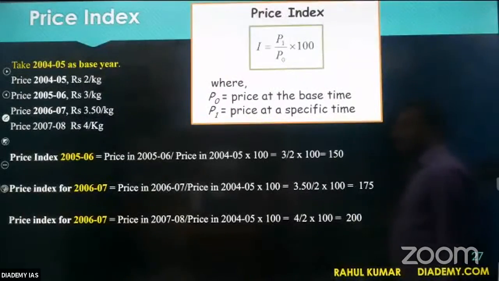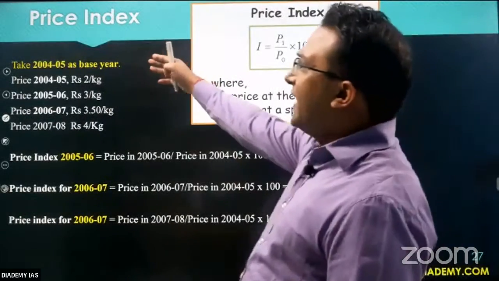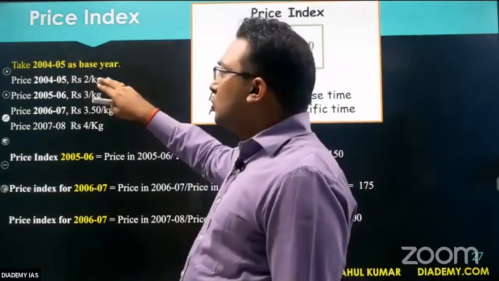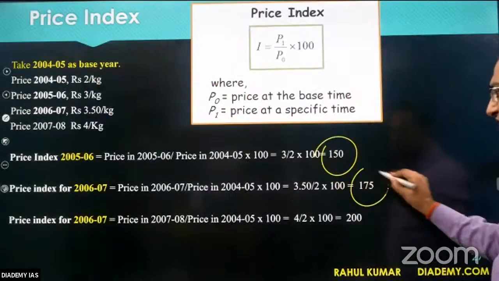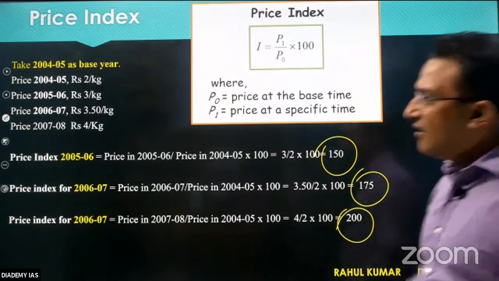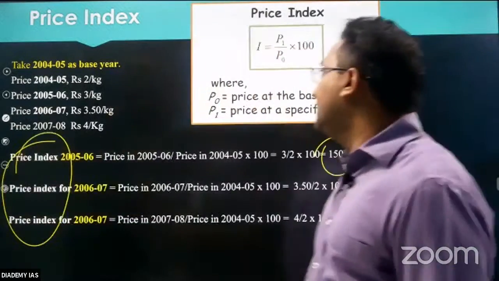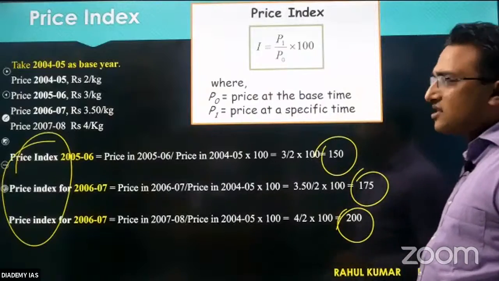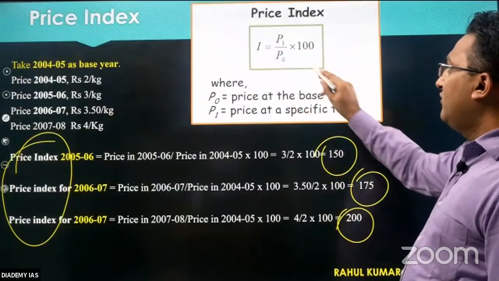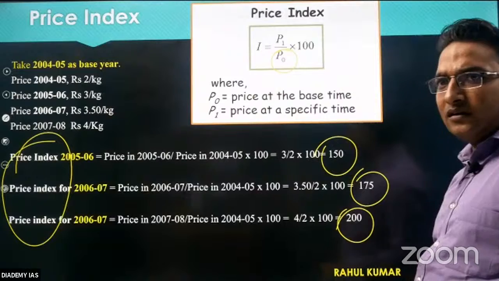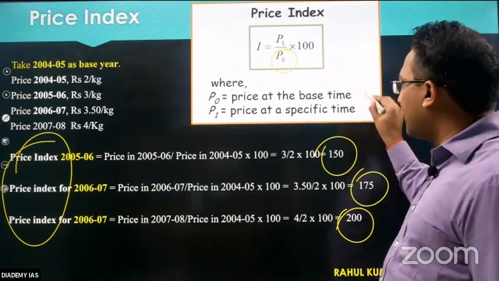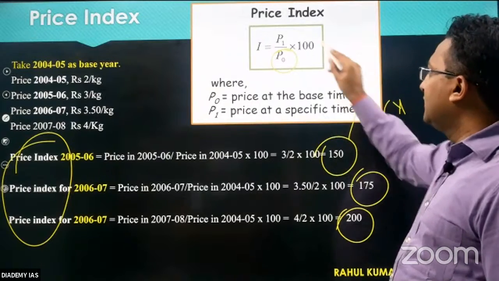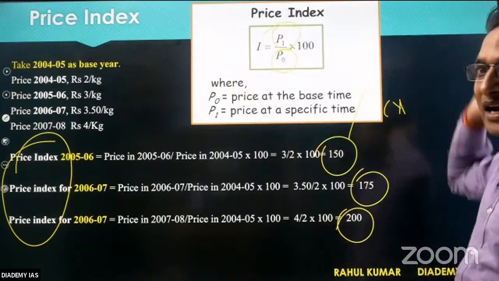In the example I have discussed, the price of the base year is 2 rupees, 3 rupees. In my example I have also discussed this calculation: 150, 175, 200 rupees. We have seen this calculation of the price index. Okay, so what is the formula of the price index? The price at the base time we will put in the denominator, and the price at the specific time, that is in the current year, we will put in the numerator, and we will multiply by 100.